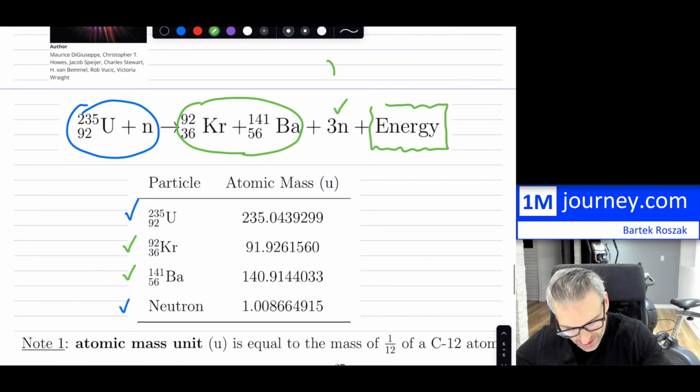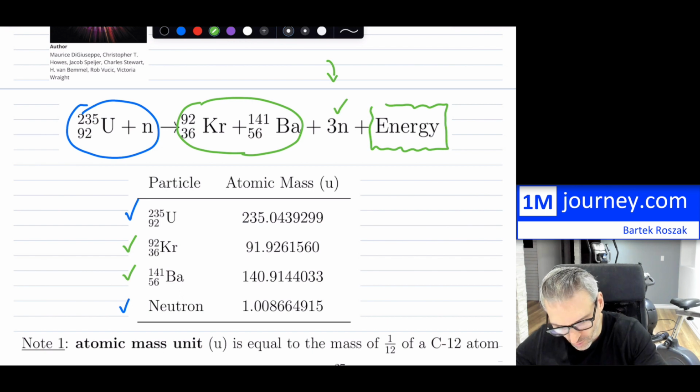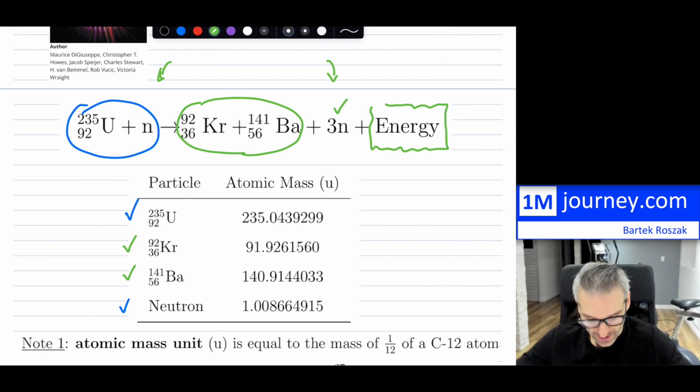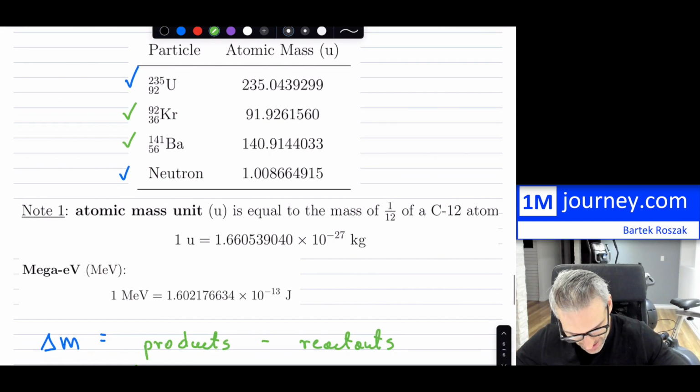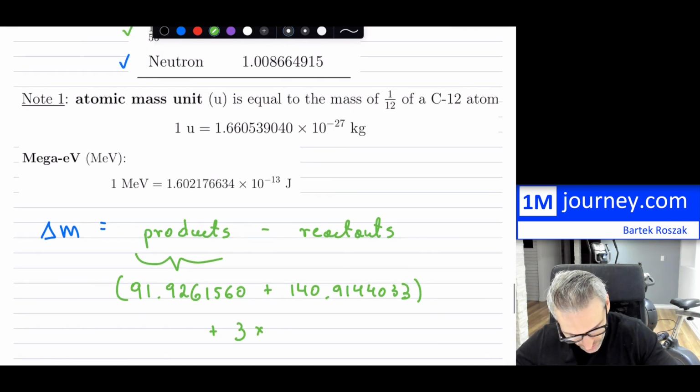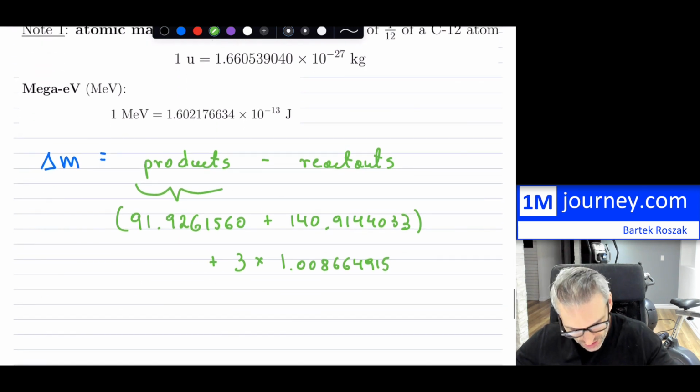Now, out of these I still will need, if I go back to this, notice that I have 3 neutrons in here and I'll have 1 neutron over there. So technically, if I'm subtracting them, I guess it's 2 neutrons altogether. Now, how you do this is up to you. I'm going to actually just write it in and say plus 3 times the mass of the neutron in here, which is 1.008664915. That's right from the table. Now, those are the masses of the products that have been released.